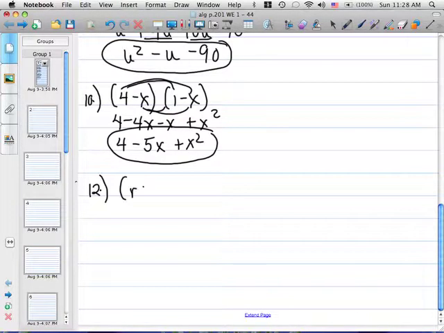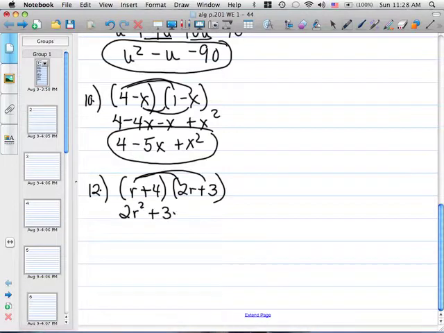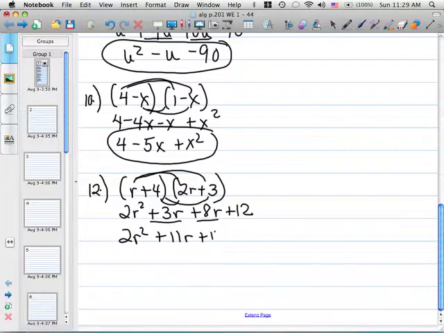Number 12, we have r plus 4 times 2r plus 3. First terms, 2r squared. Outer, plus 3r. Inner, plus 8r. Last, plus 12. So we have 2r squared, adding 3r and 8r make 11r plus 12.